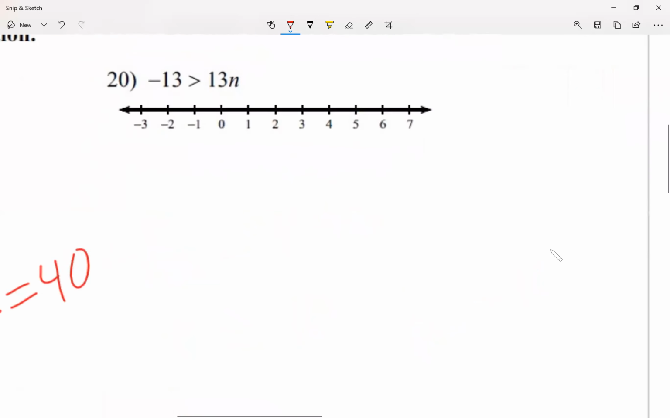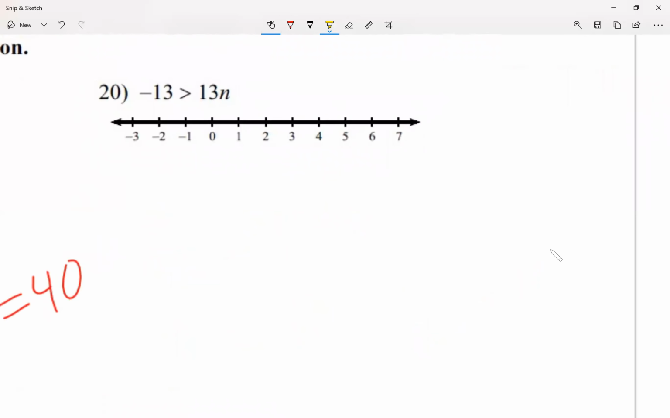All right, let's take a look at number 20. I see my inequality sign is right there. I need the letter on the left side. So the left side and the right side, they're both going to switch. So I'm going to have 13n on this side, the negative 13 on this side, and my inequality sign has to flip as well. Okay.